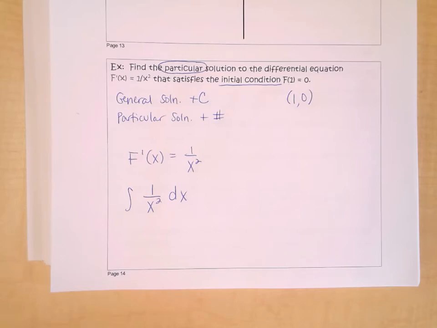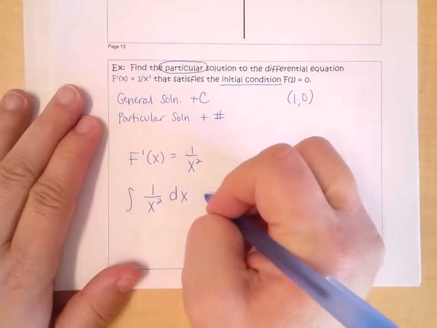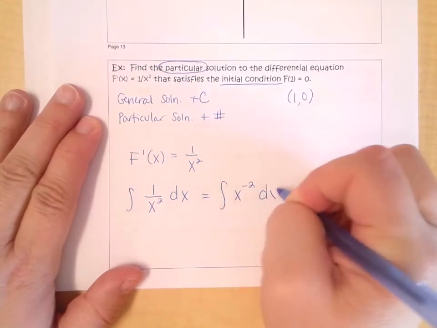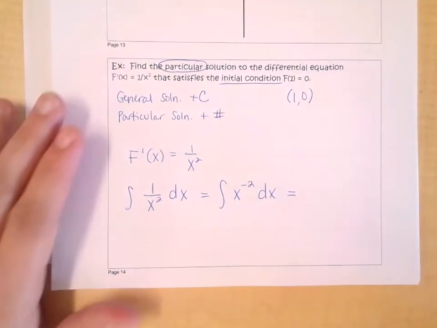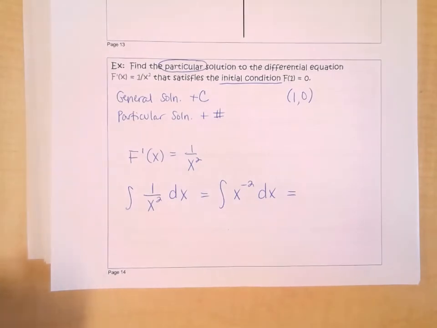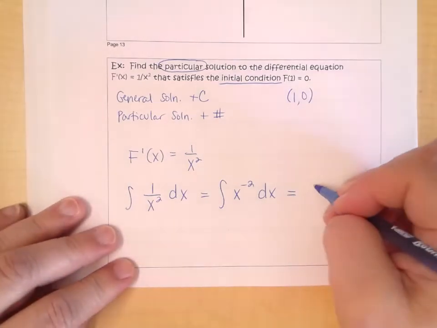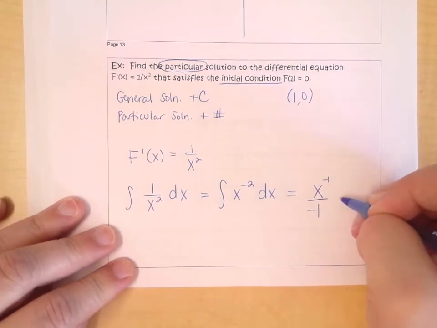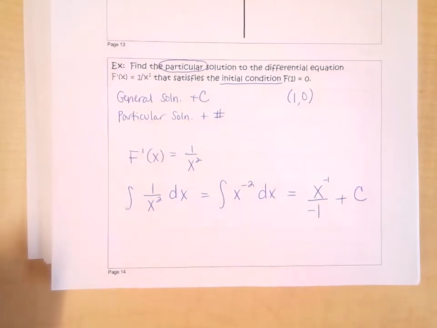What are we going to do here? Put the x squared up top and it becomes x minus 2, or x to the negative 2. You got it. Whose integral or antiderivative answer is... Would it be negative 1 over 1? Yeah. x to the negative 1 over negative 1. And normally we would write plus c.